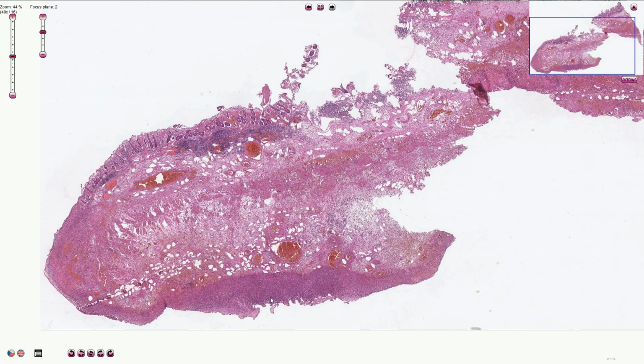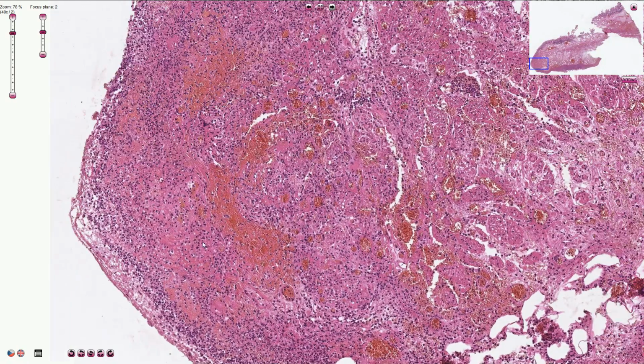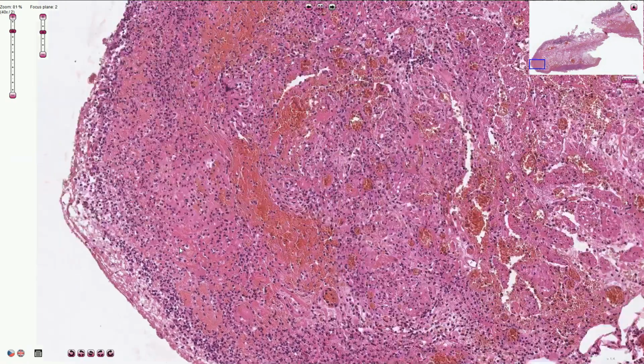Mucosa is the most susceptible to ischemic injury, so the inflammation and ischemia usually start there. But when the ischemia is severe, then the whole thickness of the intestine can be affected, and the intestine is then susceptible to rupture. Morphologically, we can find necrosis with hemorrhage, with acute inflammation composed mostly of neutrophils. On the surface, there is a fibrinous exudate.